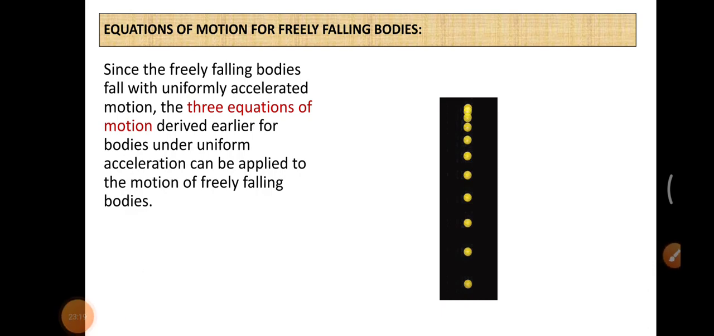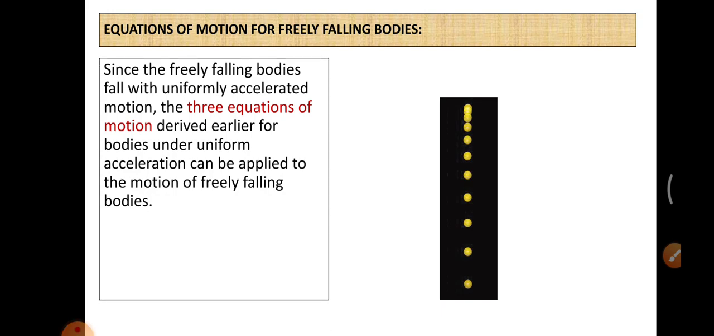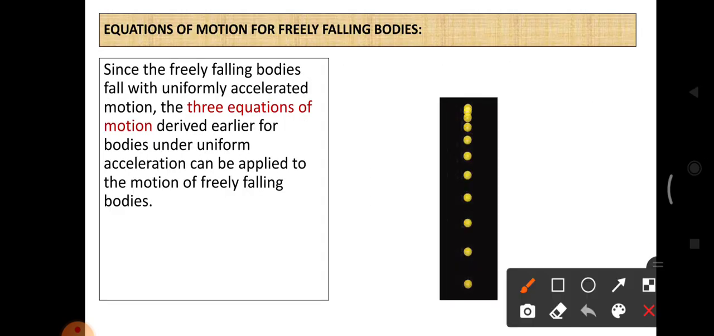So, the equations of motion for a freely falling object. Since the freely falling object has uniformly accelerated motion, the three equations of motion derived earlier for bodies under uniform acceleration can be applied to the motion. In chapter number 8, we learned the three equations of motion.